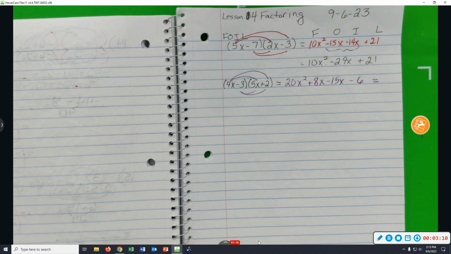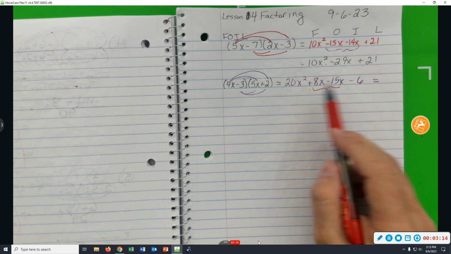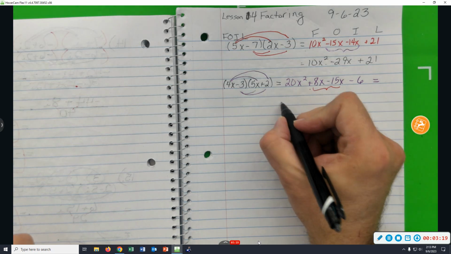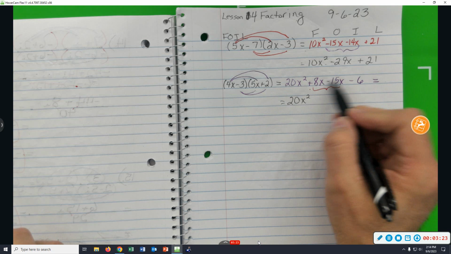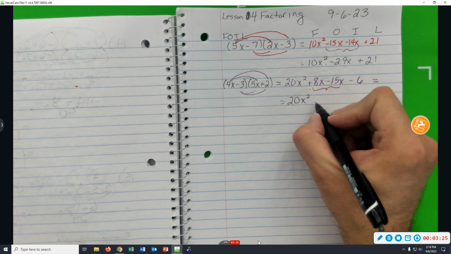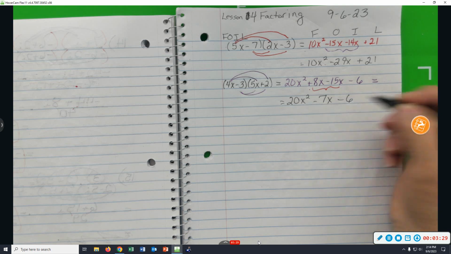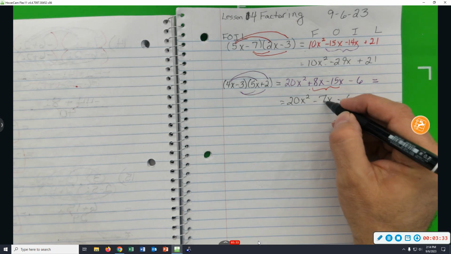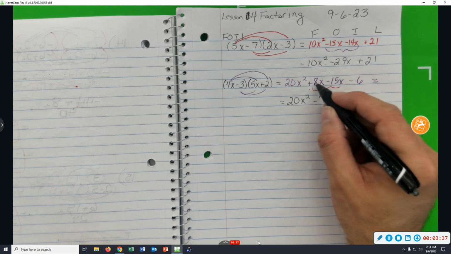So if we combine this outer and inner, we have 8x minus 15x. What are we going to wind up with? So we have 20x squared, minus 7x, minus 6. So once again, to get this middle term, you're combining the outer and inner terms.